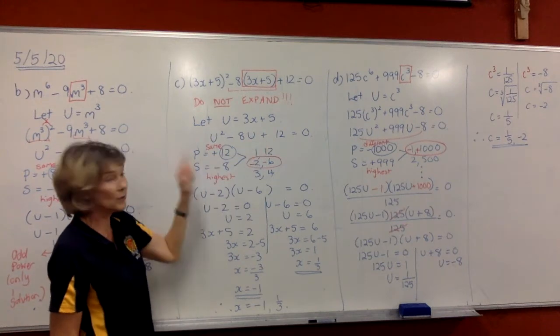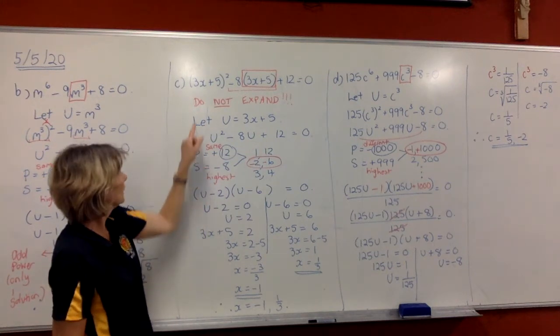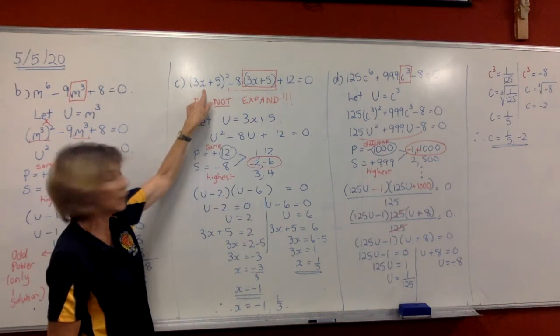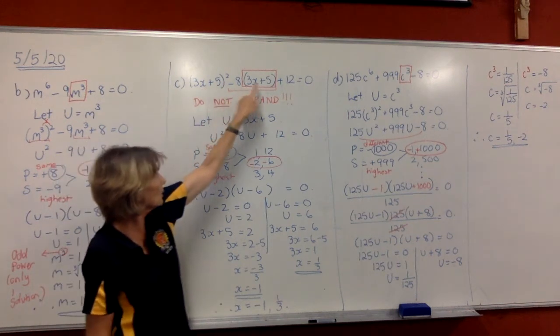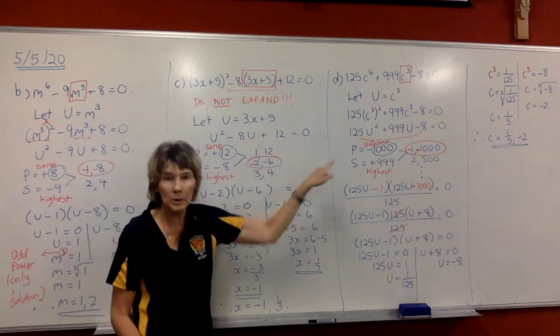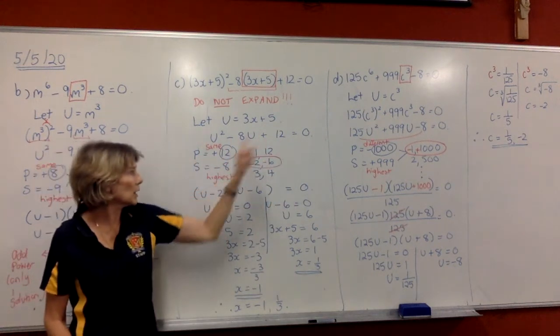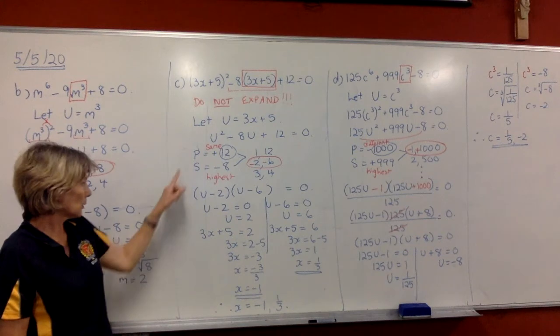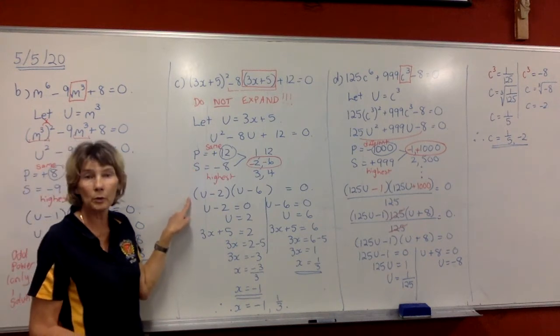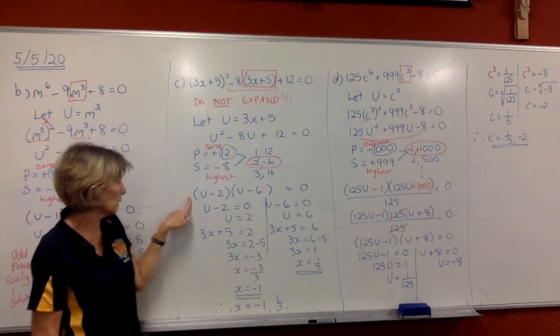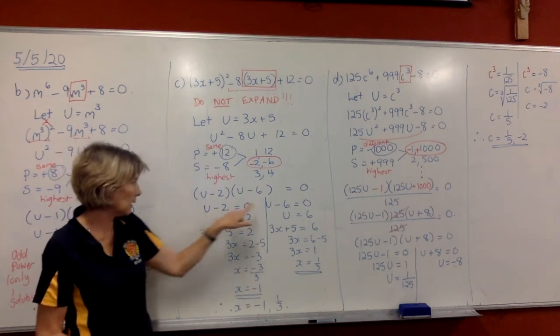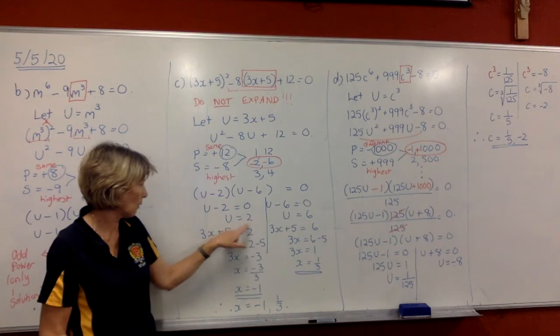Okay, so now once we've decided we've got that to be u, wherever you see that bracket, you're going to write u. So we've got u squared minus 8u plus 12 equals 0. So we're going to factorise this and solve it. So we'll go through like we normally do, and you'll get u minus 2, u minus 6 equals 0. Take each bracket and make it equal to 0 and solve them.